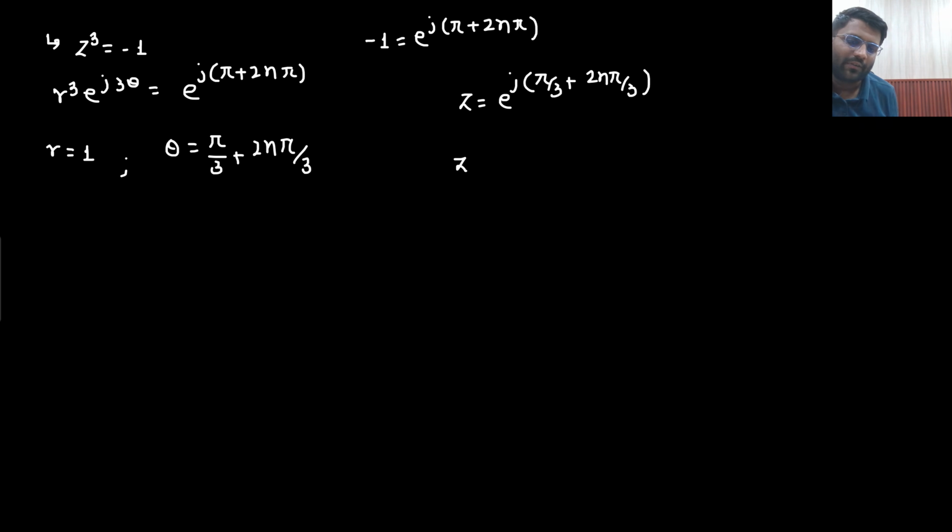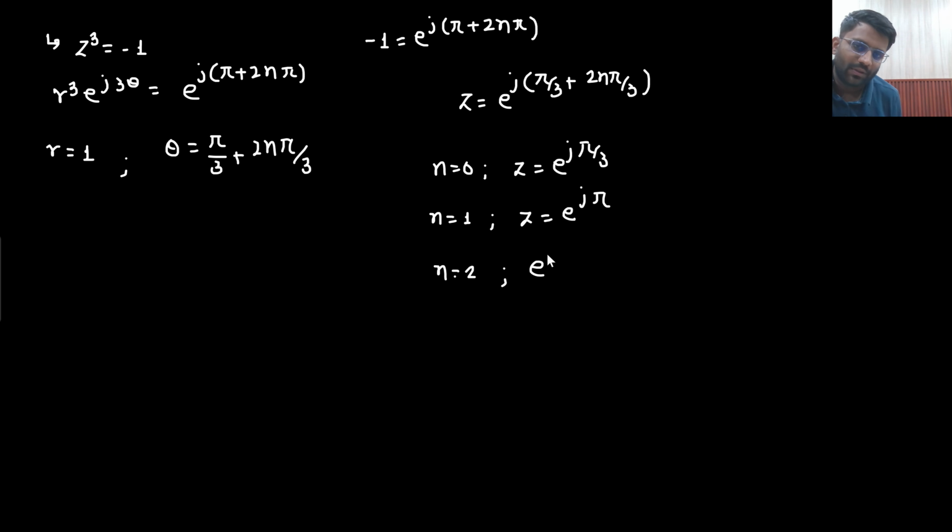So if I put n equals 0, what am I getting? Then I am getting z equals e to the power j pi by 3. If I put n equals 1, so z equals e to the power j pi. And if I put n equals 2, e to the power j pi by 3 plus 4 pi by 3, that will be 5 pi by 3. That is e to the power j 2 pi minus pi by 3. I can write this down, right? 2 pi minus pi by 3. Say yes or no?